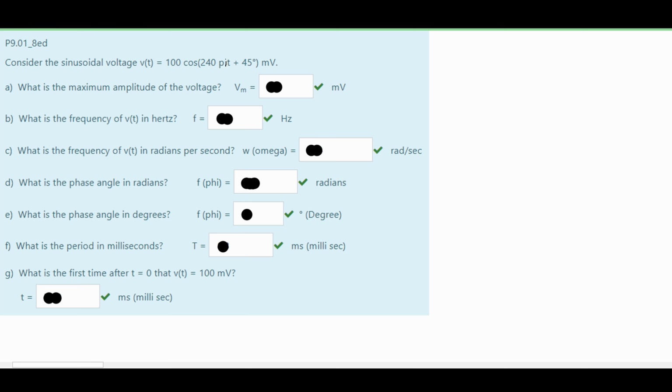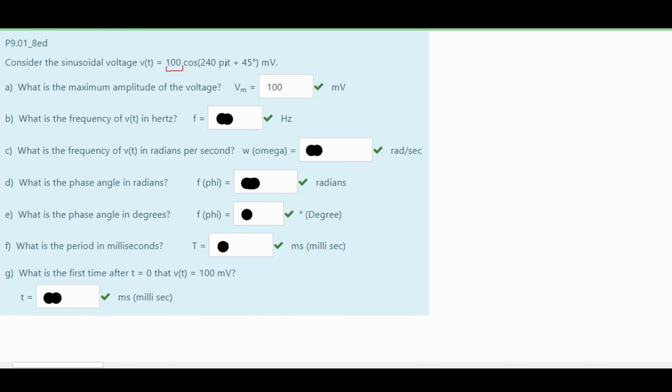Well, if we look at the notes link in the description for this formula, we know that our V max is going to be this value right here in front of our cosine or sine, depending on how it's written. A sinusoidal voltage is either written with a cosine or a sine. So this is our max, 100 millivolts.